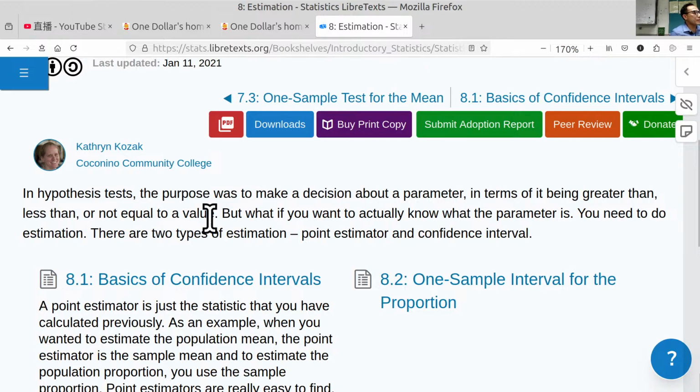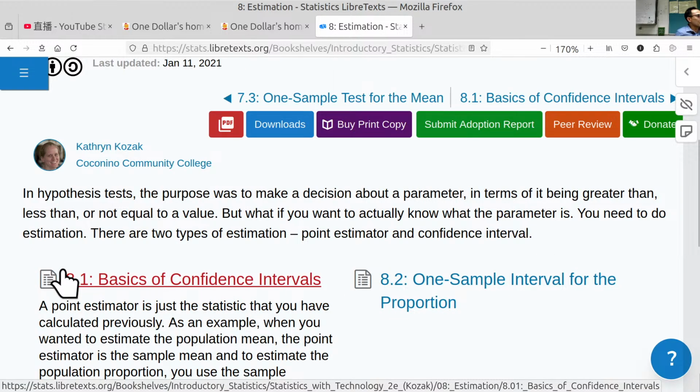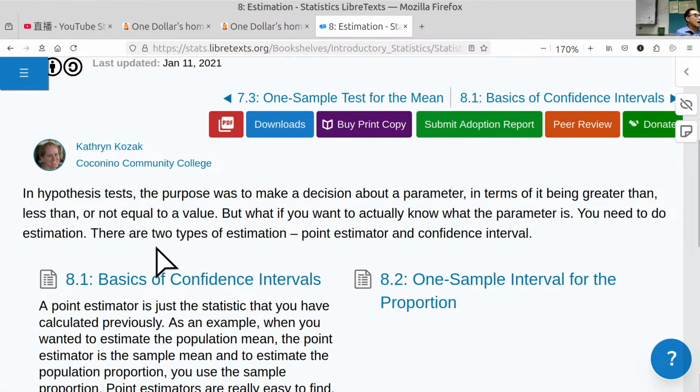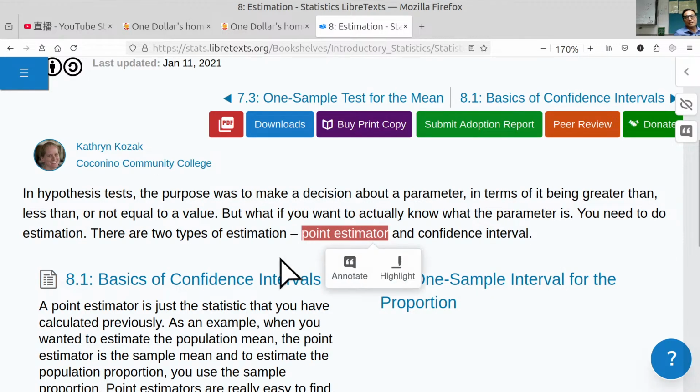In hypothesis test, the purpose was to make a decision about a parameter in terms of it being greater than or less than or not equal to a value. But what if you want to actually know what the parameter is? You need to estimate. You need to do estimation. There are two types of estimation: point estimator and confidence interval. Okay, again, confidence interval is easier, and point estimator is the other one.